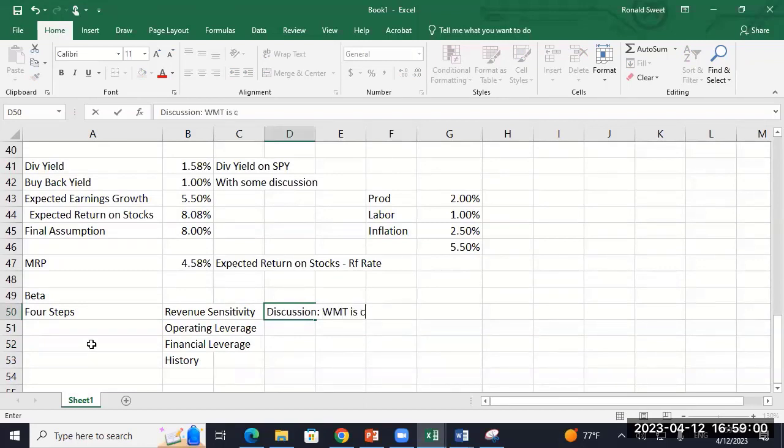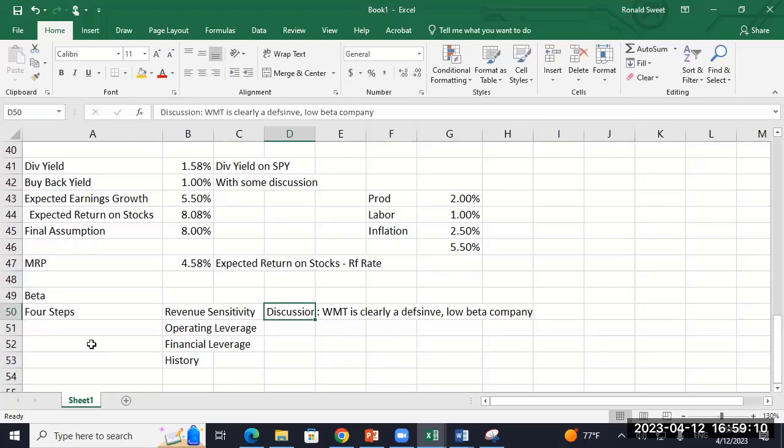Walmart is clearly a defensive, low beta company. Pretty obvious. Now, if you don't like this part of the paper, then pick a company for paper 3 where it's obvious whether it's defensive or cyclical. Okay, that makes one part of your discussions a little easier. And spell defensive correctly on paper. I don't even know how I did that.